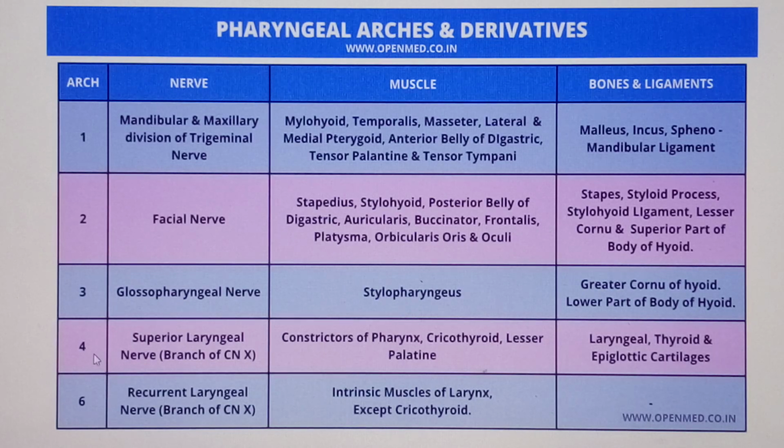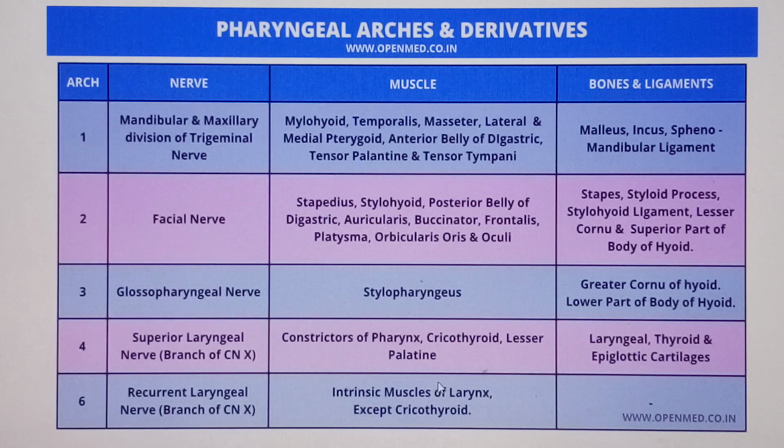Then, for pharyngeal arch 4, the nerve supply is the superior laryngeal nerve, which is a branch of the vagus nerve. For the 6th, the nerve is of course the recurrent laryngeal nerve, which is also a branch of cranial nerve 10, the vagus nerve. So my friends, which muscles are we talking about over here? We are talking about muscles of the palate, muscles of the pharynx, and of course muscles of the larynx. So just get to know this broad presentation that I've given to you.